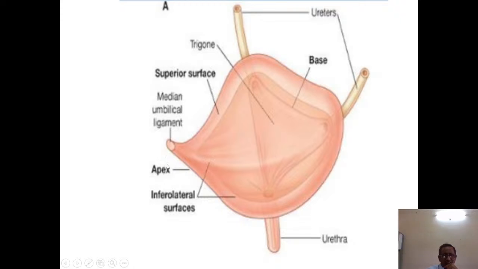So here now we have seen the anterior border from the apex to the bladder neck, whereas the posterior border is separating the superior surface from the base. So this is extending between the two ureters. This is the posterior border, and then the lateral border is extending from the apex to the ureter on either side. So these are the two lateral borders, and this is the posterior border. This is the anterior border.